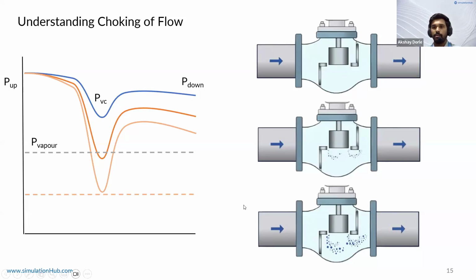So we see that the bubble formation near the vena contracta effectively forms zones near the trim and the seat, and there it will start to reduce the effective area of flow, thereby reducing the flow instead of increasing it with increasing pressure drop.